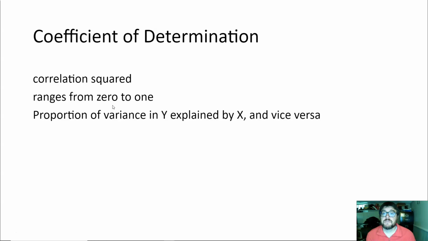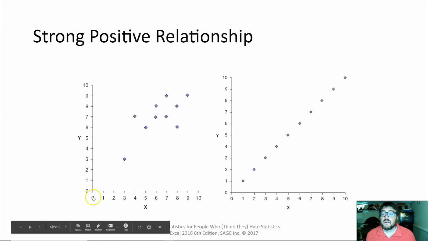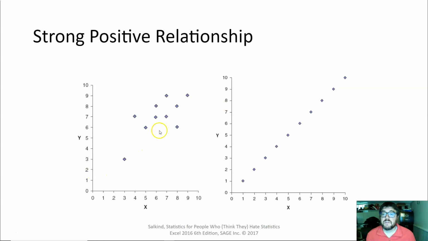So let's look at some pictures. So here we have that same correlation I showed on the first slide where there's a pretty strong positive relationship. You see there's still some variation. So this would have a high correlation, maybe in the 0.6 to 0.8 range. And so the squared correlation would then be in the 0.36 to 0.64 range. Whereas this one, this is a perfect straight line, so the correlation is 1, and the coefficient of determination is also 1.